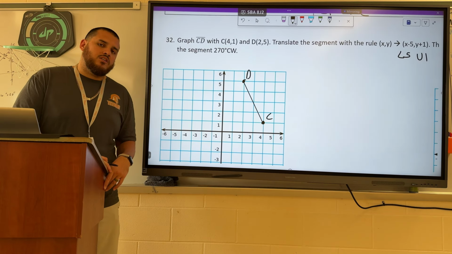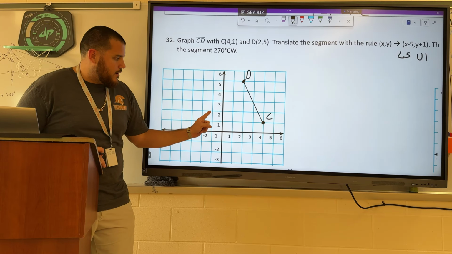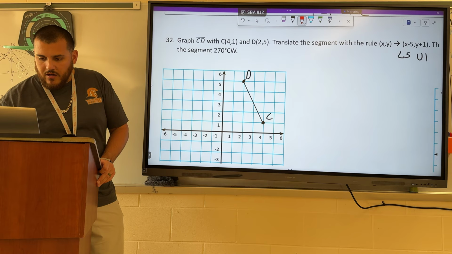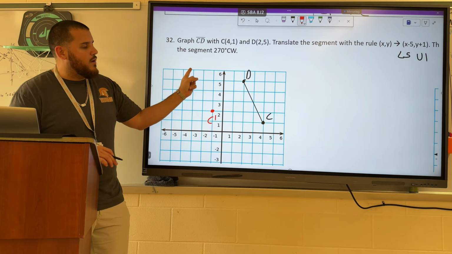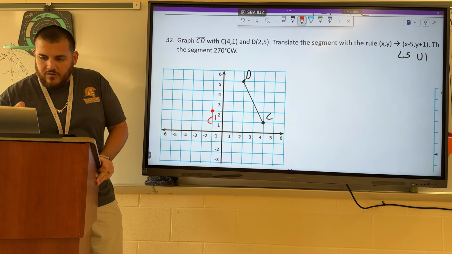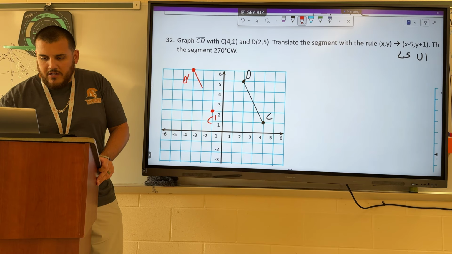We're going to do this with each individual point, starting with C. Left 1, 2, 3, 4, 5, up 1. Ends up right here at negative 1, positive 2. There's C prime. Same thing with D. Left 1, 2, 3, 4, 5, up 1. I'm here at negative 3, positive 6 for point D prime. We can connect those. There's our first image after the translation.